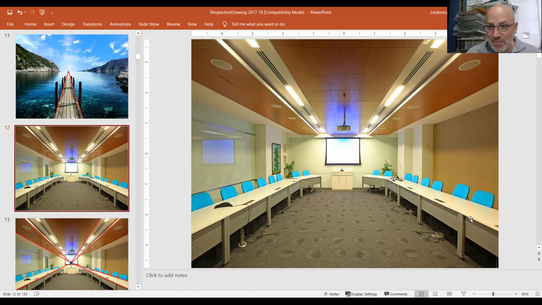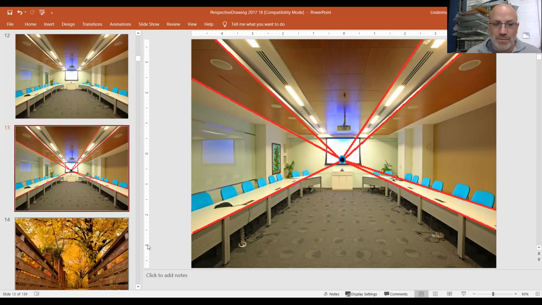So we look at this line from the desk. Those two lines are going to intersect, and it appears to be right about there. Well, let's see how close I was. Yeah, right about there.